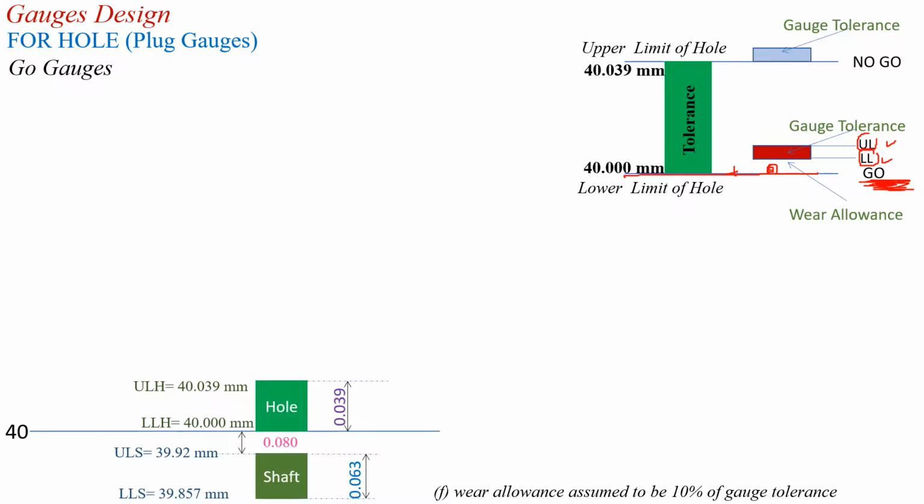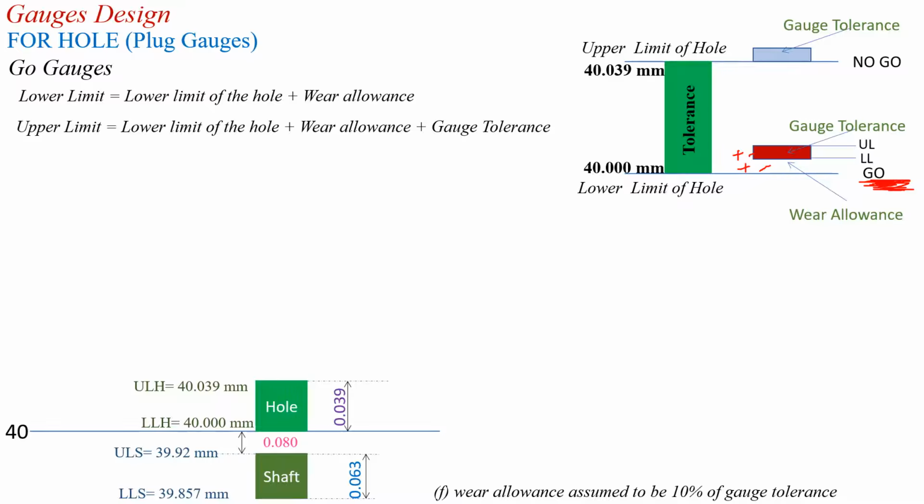Similarly, this is the upper limit of the go gauge. This is the wear allowance and this is the gauge tolerance. Then the upper limit of the go gauge equals the lower limit of the hole plus the wear allowance plus the gauge tolerance. So from the schematic, the lower limit equals the lower limit of the hole plus wear allowance, and the upper limit of the go gauge equals the lower limit of the hole plus wear allowance plus gauge tolerance.